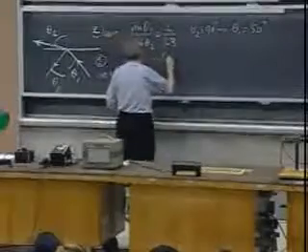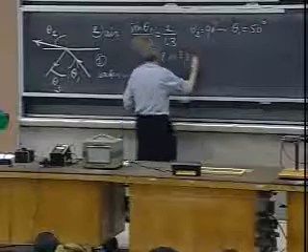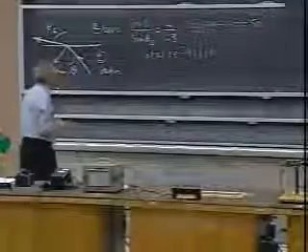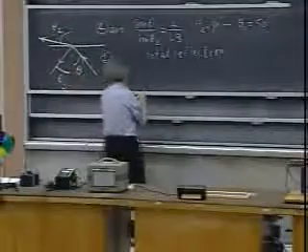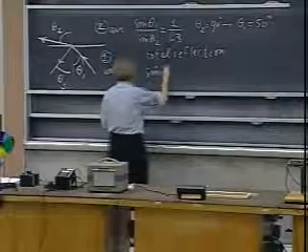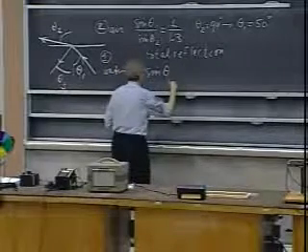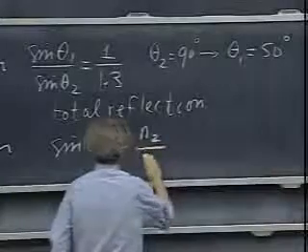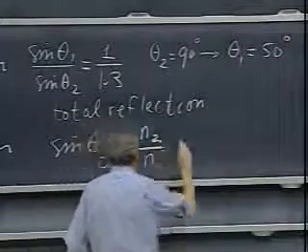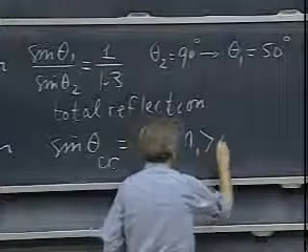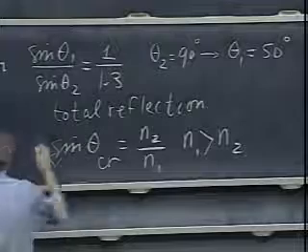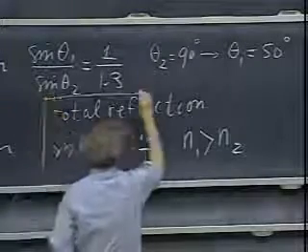Total reflection happens when theta 1 is larger than a certain critical angle, and the sine of that critical angle, for which I write CR, is n2 divided by n1. But there is a condition, and the condition is that n1 must be larger than n2. If that's not the case, then there is not total reflection.